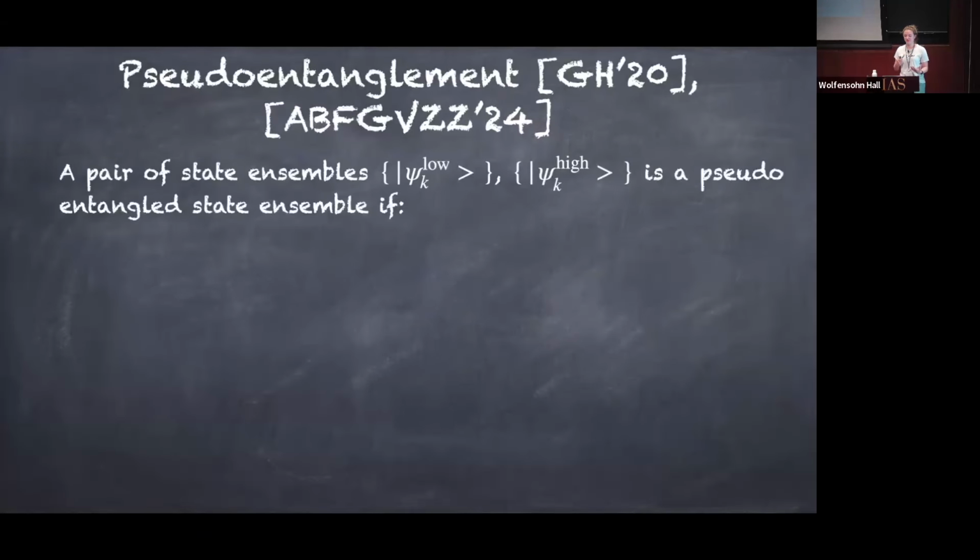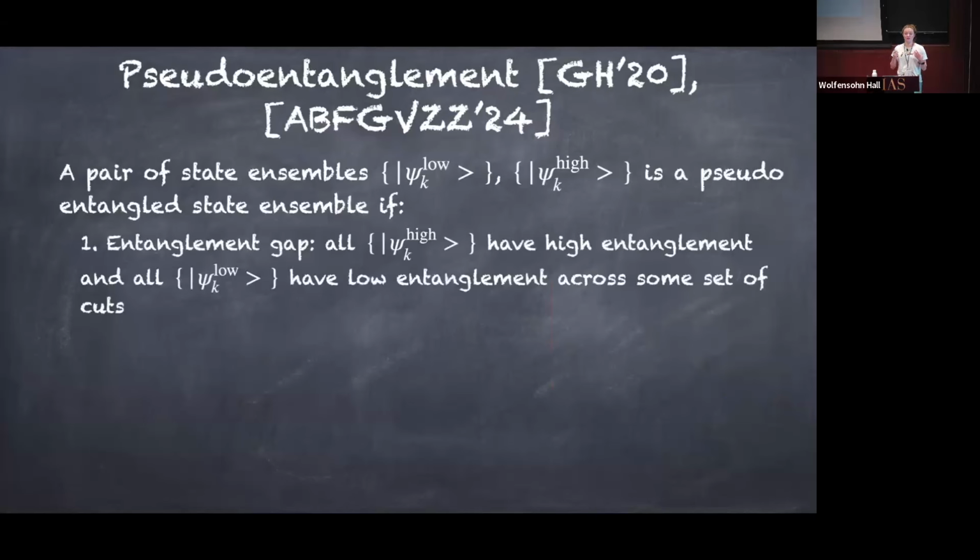Okay, so how do we define pseudo-entanglement a little bit more rigorously? In order to define pseudo-entanglement, we're going to need two state ensembles. One state ensemble we'll denote by psi low and one by psi high. Now, in order for this pair of state ensembles to be pseudo-entangled, we're going to need an entanglement gap between them. So we're going to say that all psi high have high entanglement and all psi low have low entanglement across some specified set of cuts.